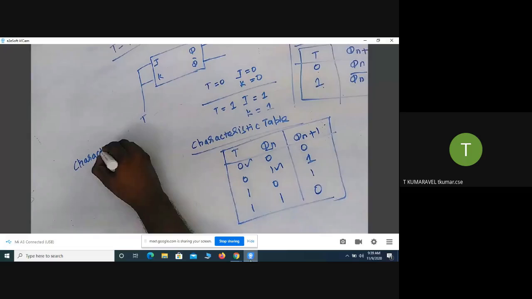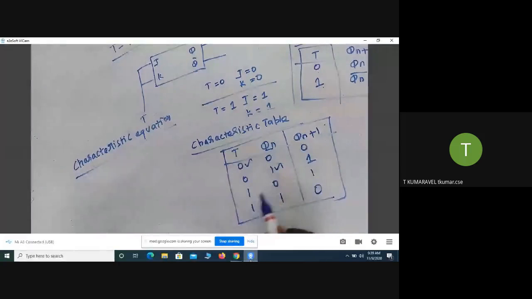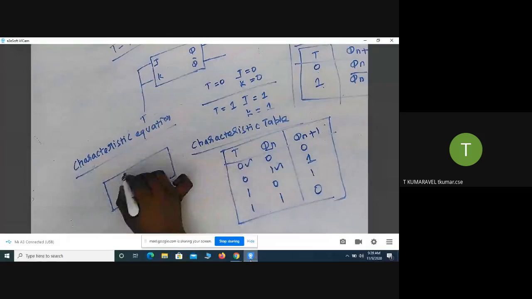Characteristic equation. How do you form the Boolean expression? Look at that characteristic table. How many variables are available? Two variables are available. So in order to form the Boolean expression, which type of Karnaugh map is required? A two variable Karnaugh map is required.